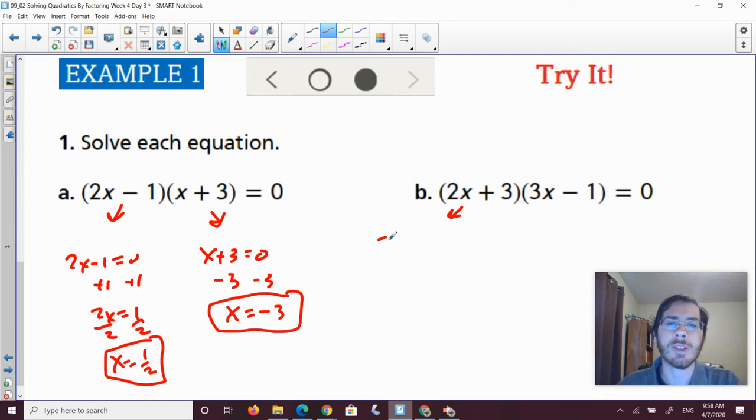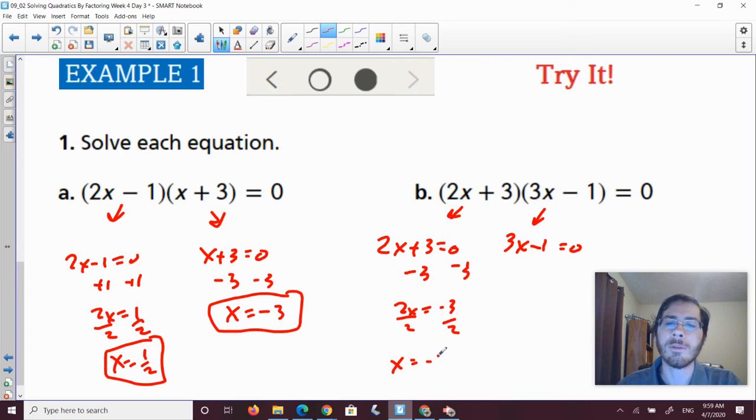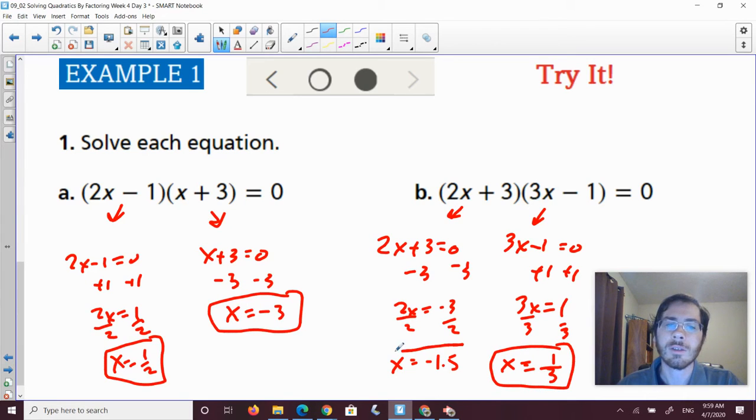Over here, same deal. We just set them both equal to 0. So you always want to set the parentheses equal to 0 when you do the zero product property. So 2x equals -3. Divide everything by 2. X equals negative, we'll do the decimal over here since we did all the fractions over there, so -1.5. Over here we add 1. So 3x equals 1. Divide both sides by 3. I'm not going to turn that into 0.3 repeating. I think 1/3 is a much better option than 0.3 repeating. So we get two answers for each of those, and that's it. That's all we have to do for that part.